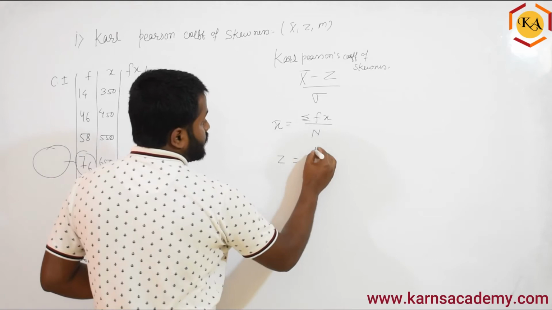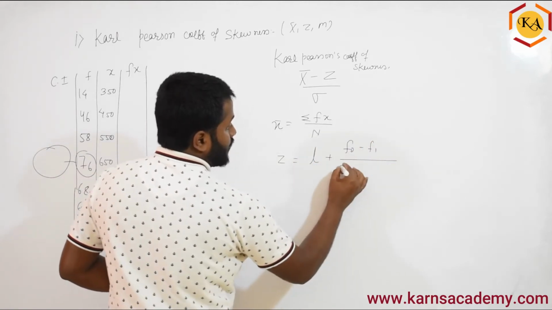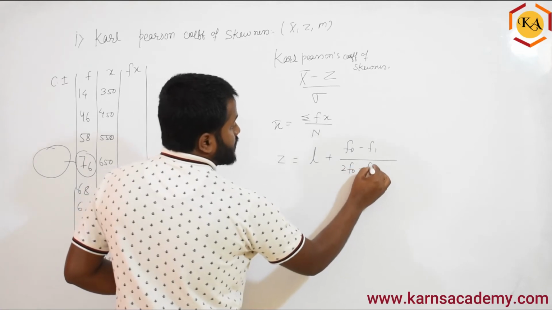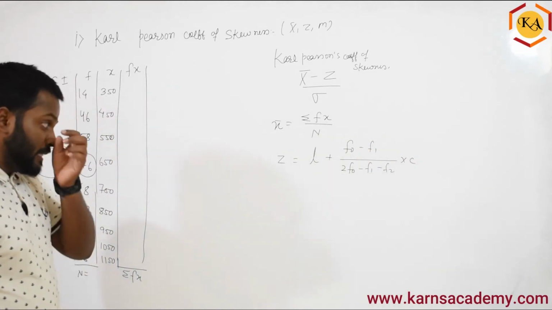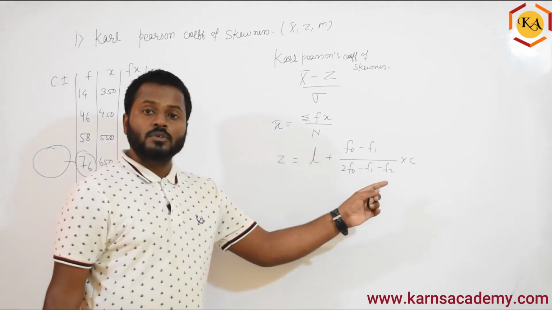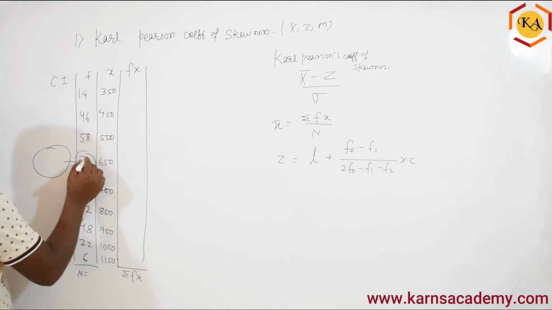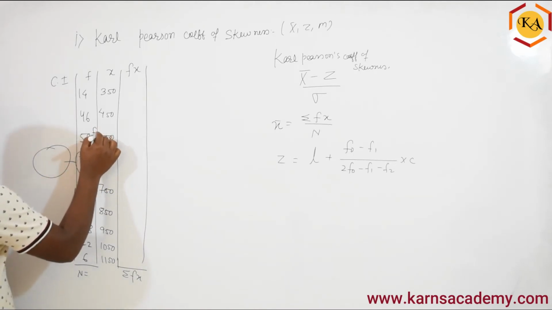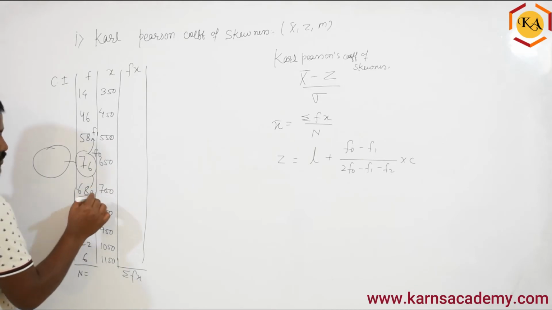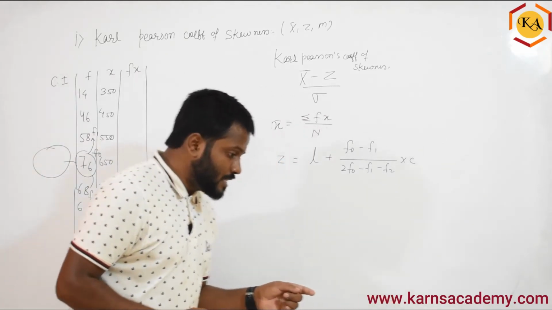So for mode, what is the formula? L plus (f0 minus f1) by (2 f0 minus f1 minus f2) into c. Right. Now what are these f0, f1, f2? Very simple. In the frequency, you select the highest value, that is your f0. One above that is f1 and one below that is f2, always like that.